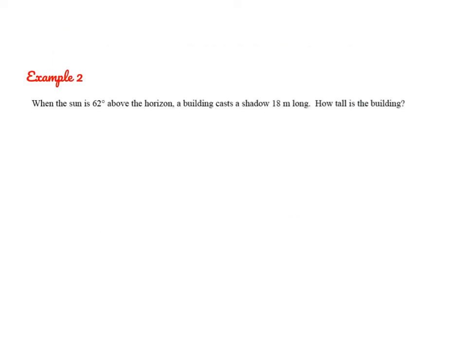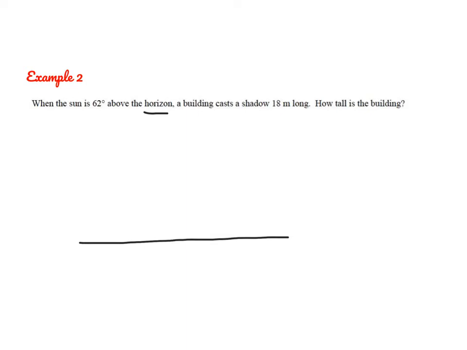Okay, let's try another one together. This one says, when the sun is 62 degrees above the horizon, a building casts a shadow 18 meters long. How tall is the building? So this one, we do need to know what a horizon is. Horizon sounds a lot like the word horizontal. So it's kind of just the flat ground. So something like this. It says the sun is 62 degrees above the horizon.